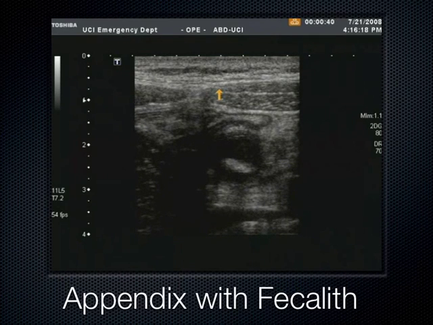You see that? Which literally means poop stone right there. That's inside the appendix. And that's what happens, right? The little fecalith comes down, it obstructs the opening of the appendix. And then the appendix just starts to get larger and larger and larger. It can't drain its contents.